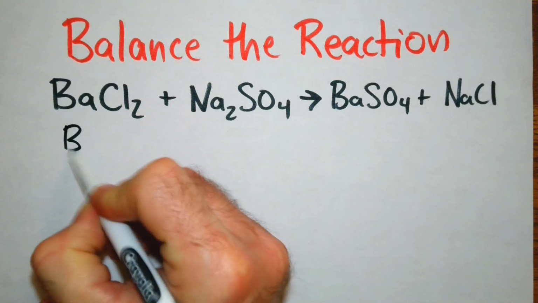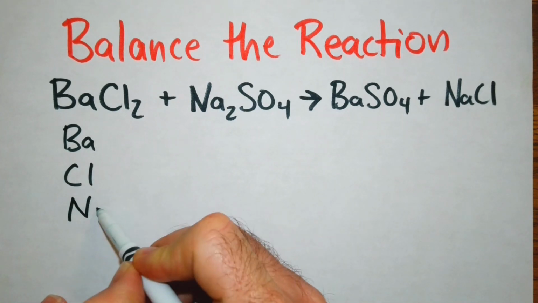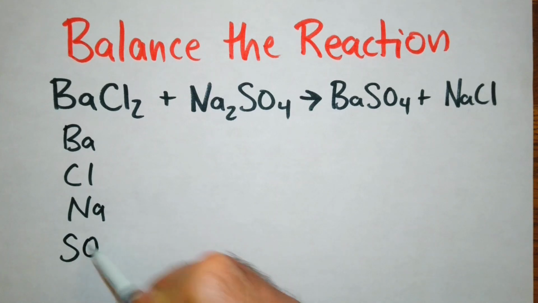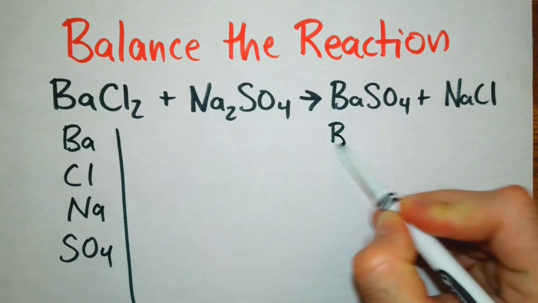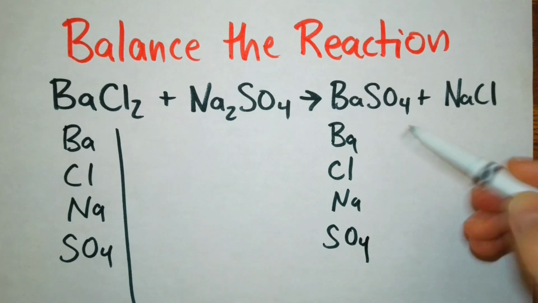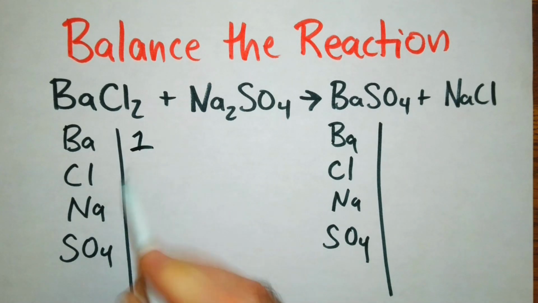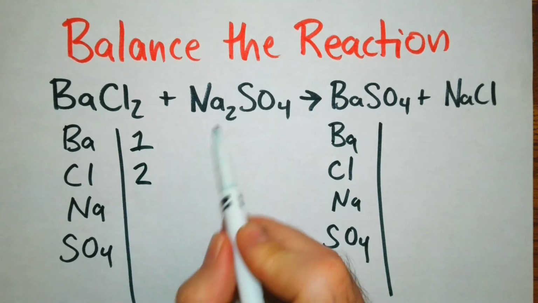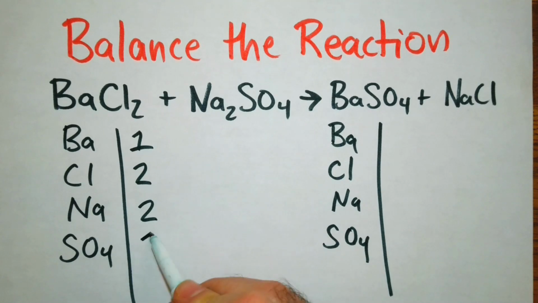So I like to list the different elements on each side of our reaction arrow. And then in our products, we also have those same ones: barium, chlorine, sodium, and our SO4 sulfate. At this point, what I'm going to do is just count the number of atoms on each side. So there's one barium, there are two chlorines, there are two sodiums, and there is one SO4.